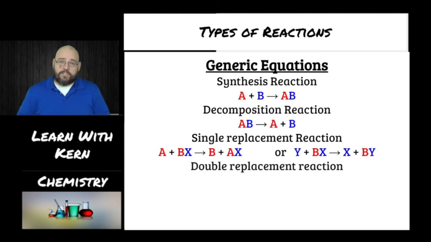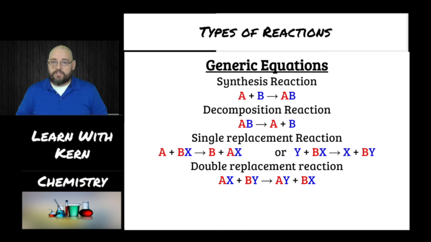With a double replacement reaction, we have AX plus BY will produce AY plus BX. So you'll notice the switching of the elements. The anions stay in the same order and the cations switch places. Sometimes you'll see the anions switch places and the cations stay in the same order. It's a matter of preference. It doesn't really matter. What matters is that you recognize that the compounds are switching partners.